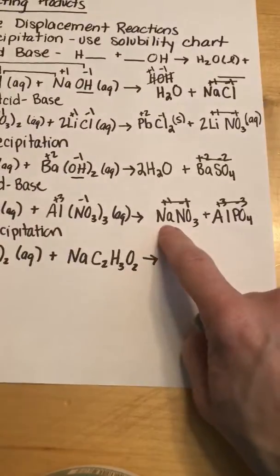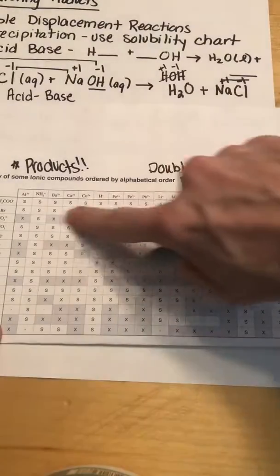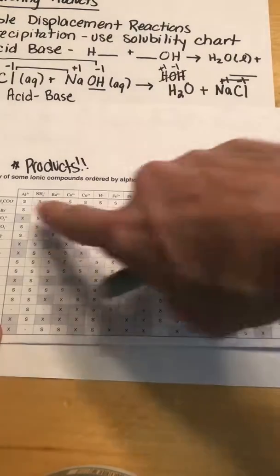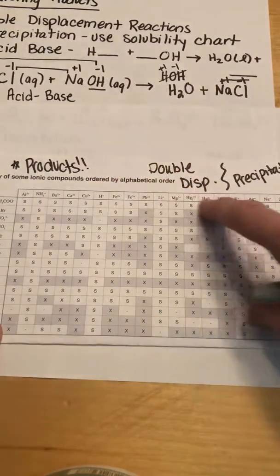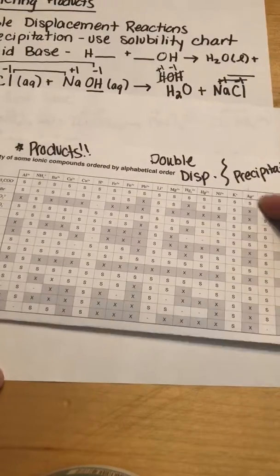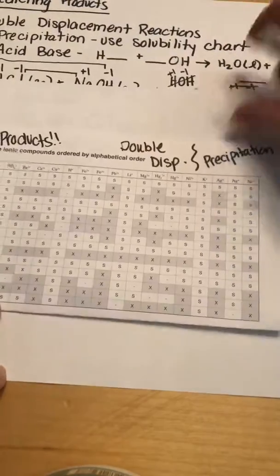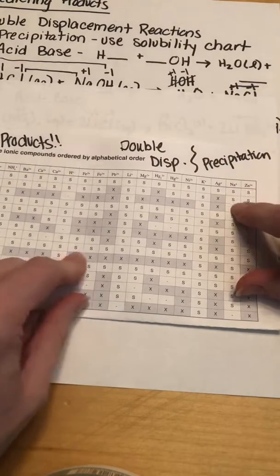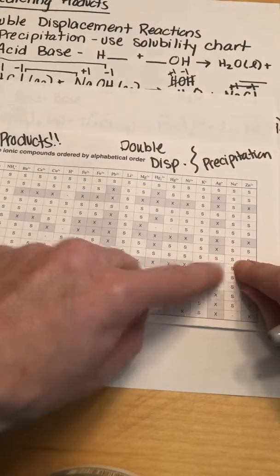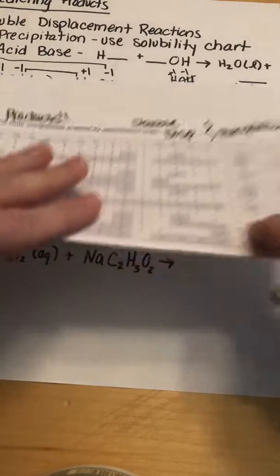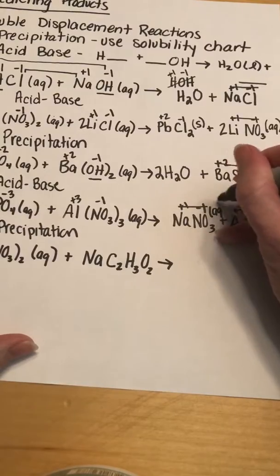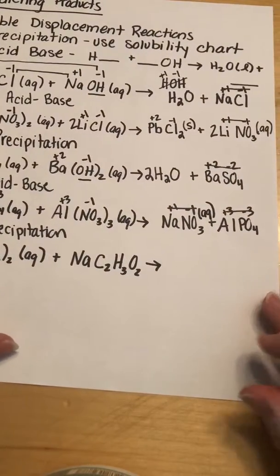Okay, so my first product is NaNO3. And I'm going to look up Na on here, which is somewhere, sodium here. And then nitrate, which is down here. And if you pull them together, you get that capital S, which we said means soluble. When something is soluble, you write it as AQ, which means aqueous.